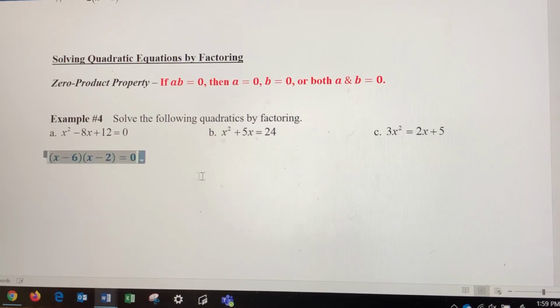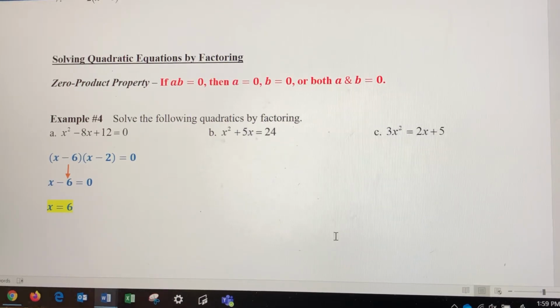So when I factor that, I should get x minus 6 times x minus 2, and we still have 0 on the right side. So what I want to do is take the first factor and set it equal to 0, and then solve that equation. So x equals 6 is my first solution. Again, as always, check your work. Plug 6 in here for x and 6 in here for x. You're going to see that that's true. So x equals 6 is one of my solutions.